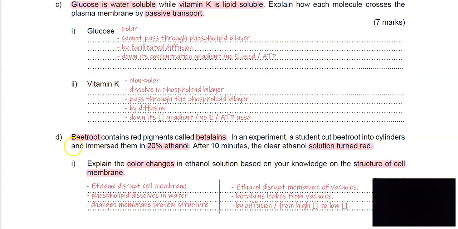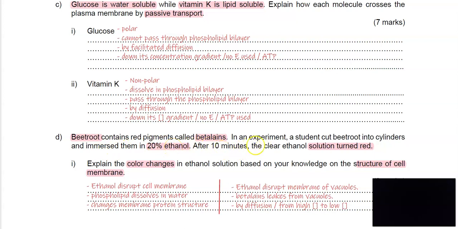Okay, D, beetroot contains red pigments called betalains. Okay, betalains. So in an experiment, a student cut beetroot into cylinders and immersed them in 20% ethanol.